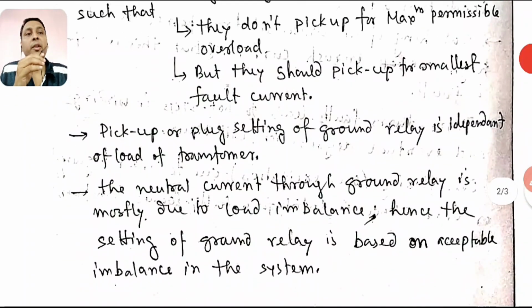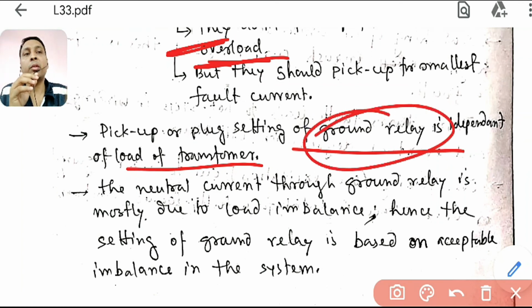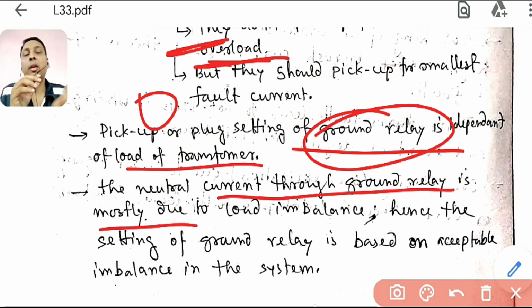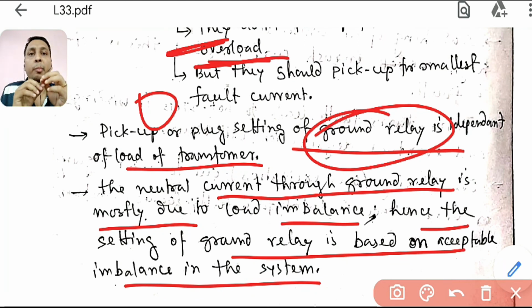Then what is the plug setting for the ground relay? Ground relay is independent of the load. The phase relay is depending on load, because you are thinking how much overload, how much current will flow through the phase. But normally with the ground relay, in ideal condition there should be 0 current. But in the system there will always be some imbalance. So imbalance current will flow through the neutral or ground relay, due to system imbalance. So it depends on how much imbalance you are allowing in the system. There are some standards, you can allow 5%, 10% imbalance. There are IEEE standards for what is acceptable for your system. So you will set that as the plug setting. Anything above that imbalance occurring in the system, it will be treated as a fault.